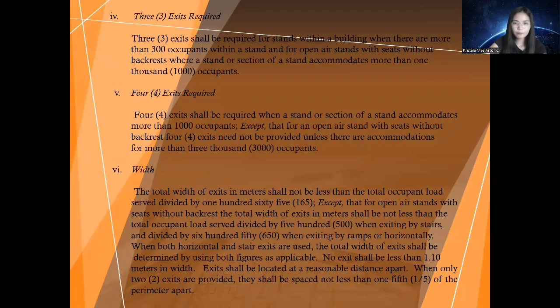So no exit should be less than 1.10 meters in width. And if there are two exits, the space between them should not be less than 1/5 of the perimeter apart. The width is based on the occupant load in one grandstand. So it depends on how many occupants there are in one place.